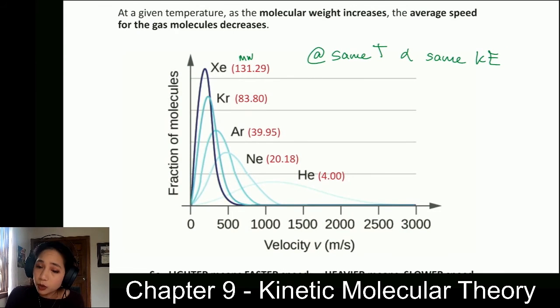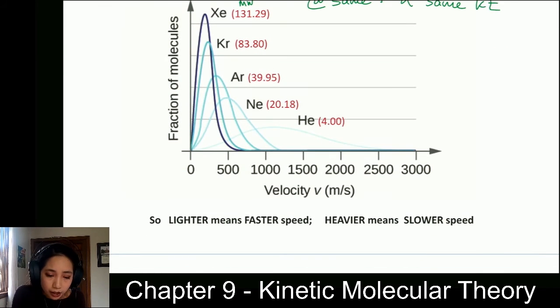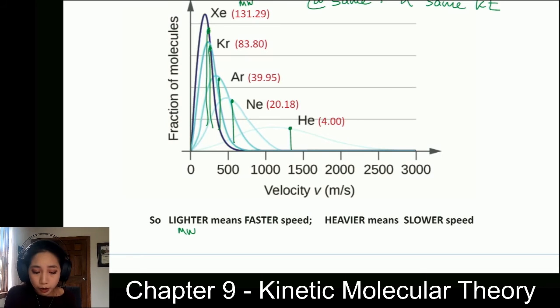And so essentially what you're seeing in this graph is that the lighter the sample, or the lighter the molecular weight of your molecule, the faster the speed is for that molecule. If we're comparing root mean squared velocities, you can see the lighter it is, the more up there, xenon is right there. The faster they'll go. And the heavier molecular weight molecules will be moving slower.